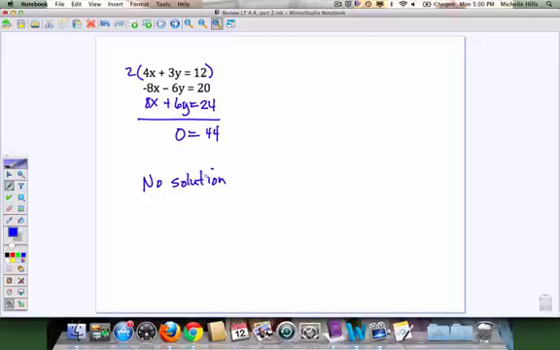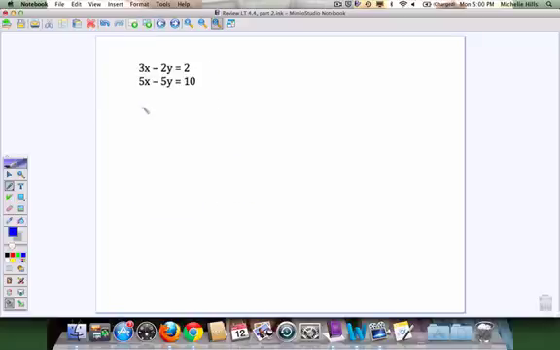If I graphed these lines, it turns out that they're parallel and they never intersect, because the solutions that we find are the point of intersection of the lines.